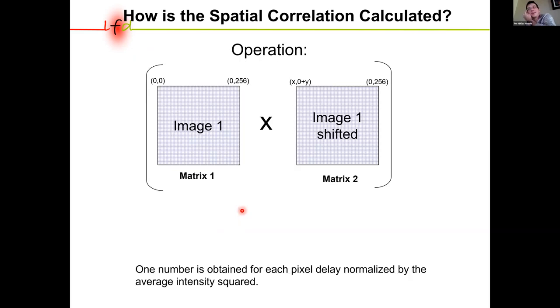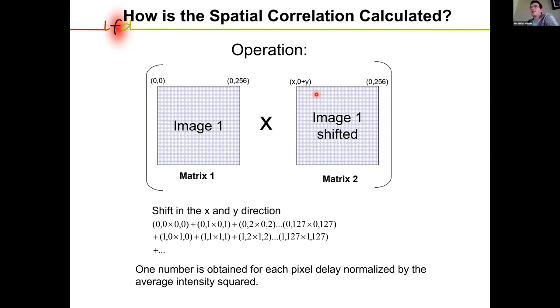So how does this look like mathematically? We have our image, and now we correlate this basically with itself, but at a certain pixel and line shift. So we shift the image by 1 pixel, for example, multiply with itself, then shift it by 2, again do the same operation, again do it for all lines, and do this operation for all shifts in X and Y direction. And then the number that we get for each pixel delay is normalized by the average intensity squared. So this is the basic autocorrelation function principle.